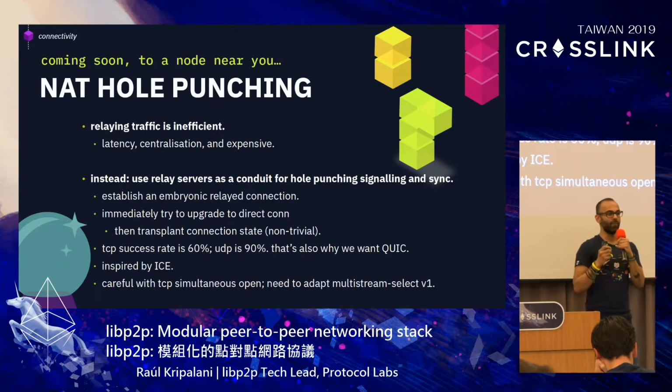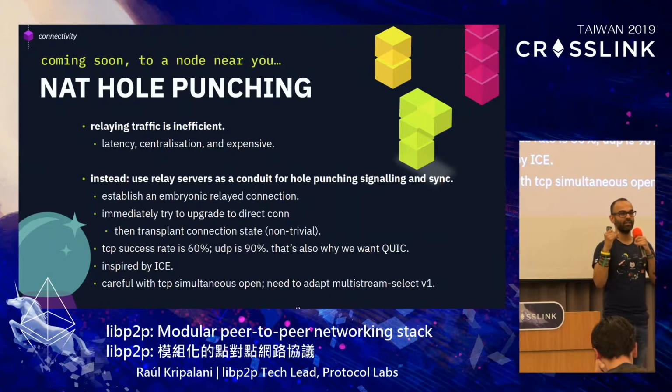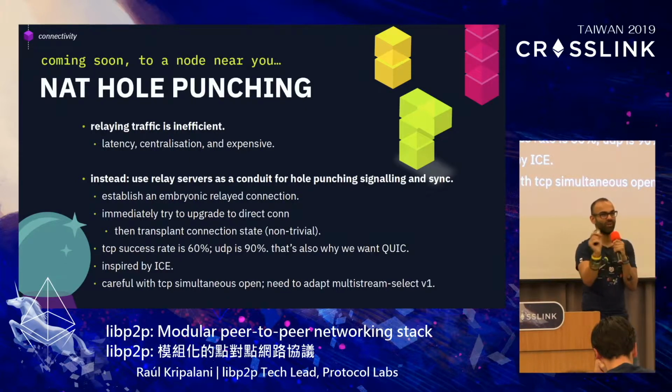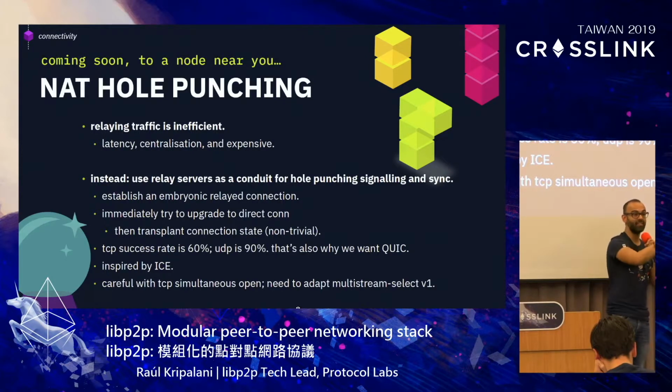So when you establish a relay connection, both peers will start a synchronization procedure to decide when is the right time to start sending very appropriately crafted messages to try to break through their corresponding NATs to establish a direct connection. And if establishing a direct connection succeeds, libp2p is going to transplant the connection state into that new underlying direct connection between those peers.